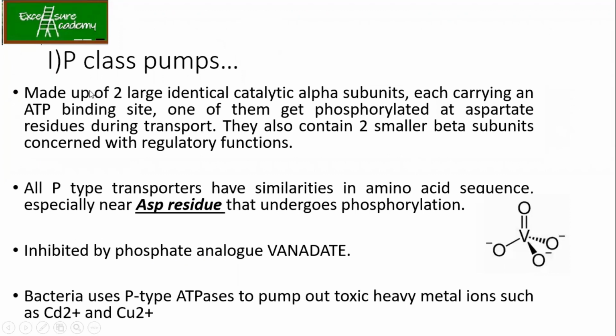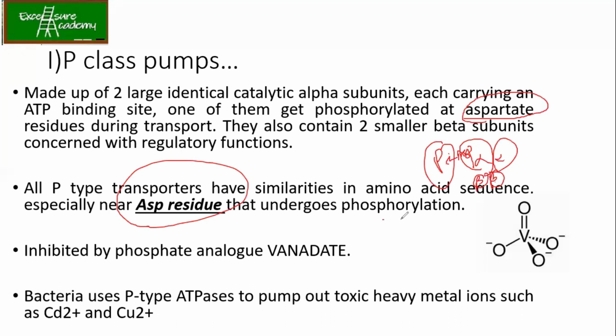Let's talk about P class pumps first. P class pumps are made up of two large identical catalytic alpha subunits which carry the ATP binding site. One of them gets phosphorylated at aspartate residues. Please guys, this is important. This happens during the transport. They also contain two smaller beta subunits concerned with regulatory function. So it will look something like this, alpha and beta. Aspartate residues of the alpha subunit get phosphorylated. All P type transporters have similar amino acid sequences, especially near the aspartate residues which undergo phosphorylation.